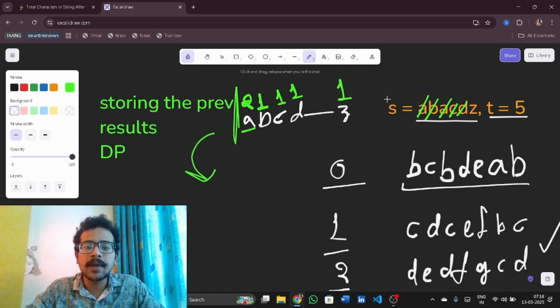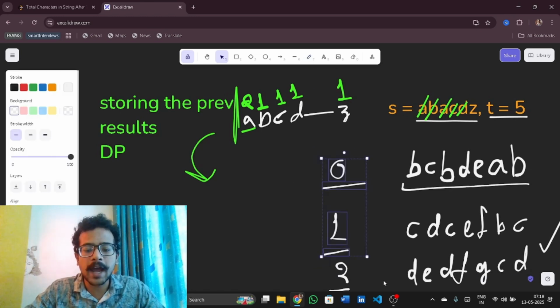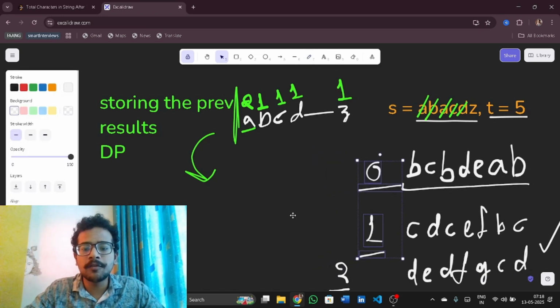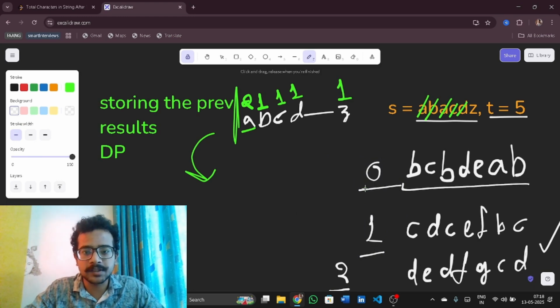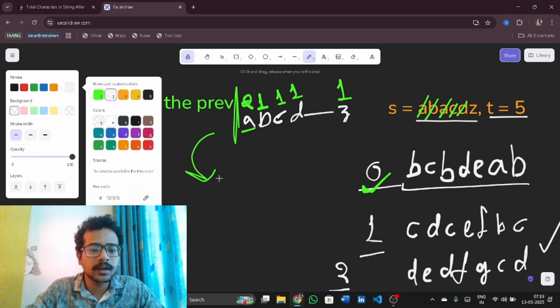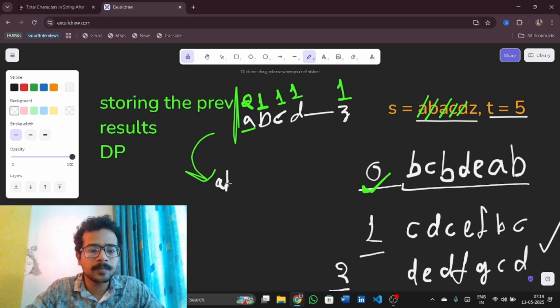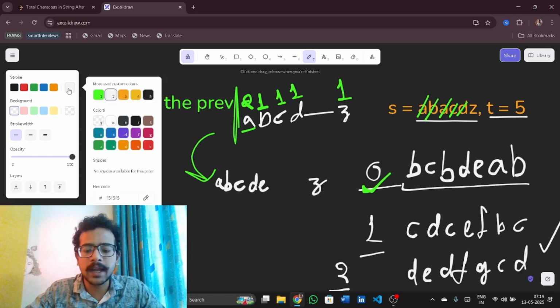Now at this time I have to store. Let us see what I am storing when I get our first transformation, that means transformation number 0. I'll change how many times I got A, B, how many times I got C, D, E, and how many times I got Z.